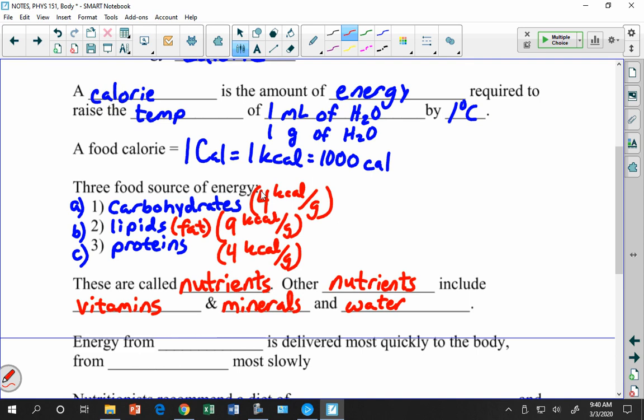Make sure you know the sources. I'll tell you some sources of each of those and their energy densities. You don't need to know the numbers, but just know that the lipids or the fats have a higher energy density. That's why butter and lard are all really dense in their energy content.